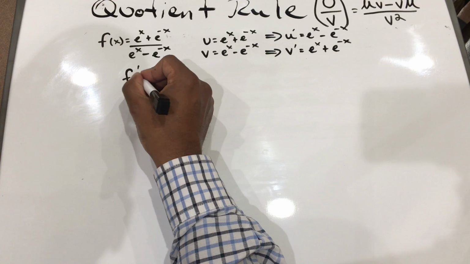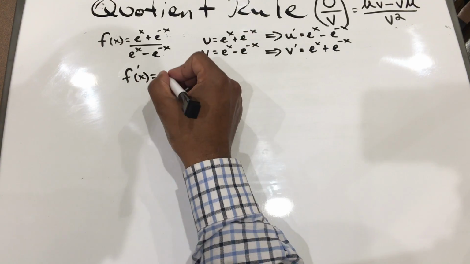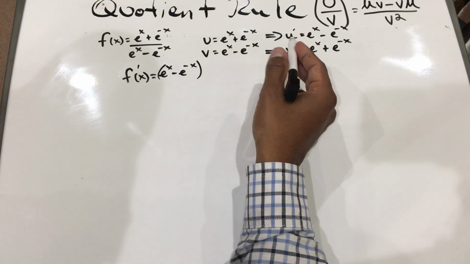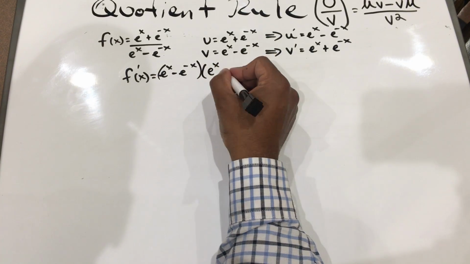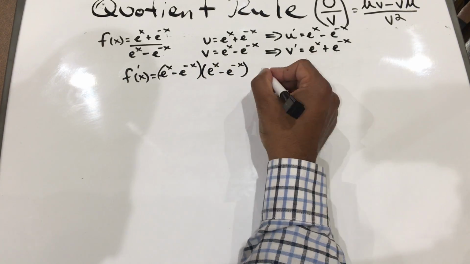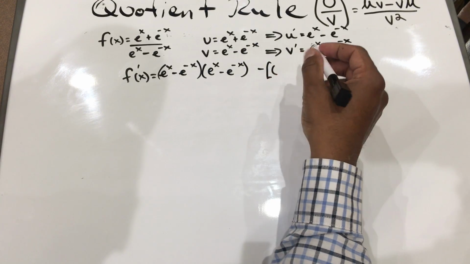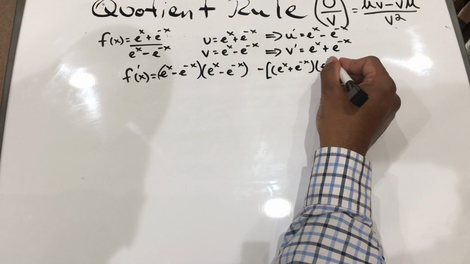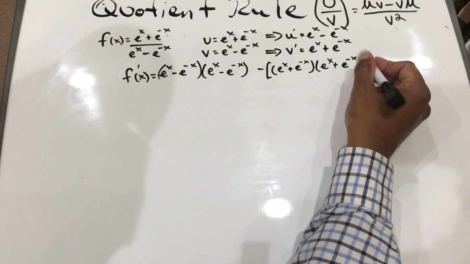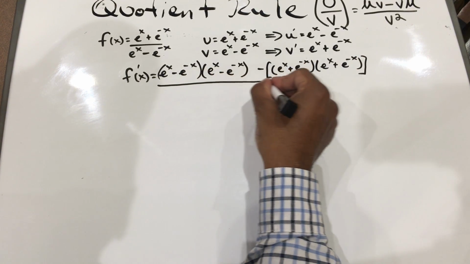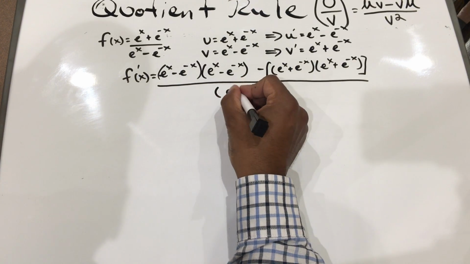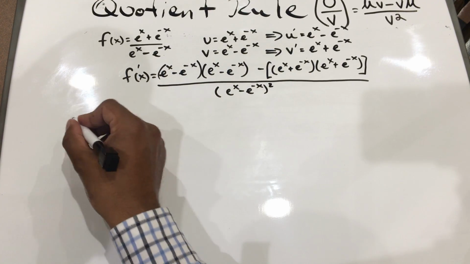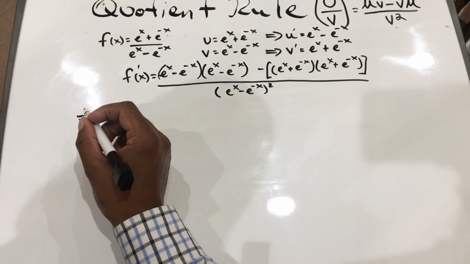So this is not too bad. f prime of x equals e to the x minus e to the minus x, u prime v, minus, parentheses, v prime, e to the x plus e to the minus x, u, divided by e to the x minus e to the minus x squared. So we have some simplifying to do here, and we're going to utilize FOIL to do this.